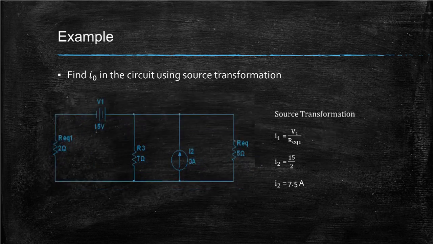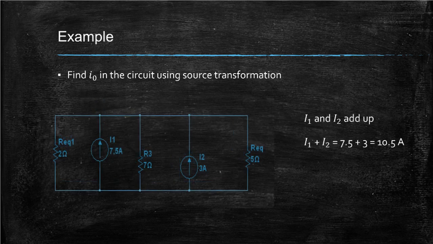Remember, we are supposed to find the current of resistor 3. Looking at the circuit right now, there are several approaches to do that. Let's look for the easiest way. We can transform voltage source 1 and resistor Req1 to a parallel combination of a current source and a resistor. This turns the whole circuit to a parallel combination of elements. Most importantly, resistor 3 will remain intact.